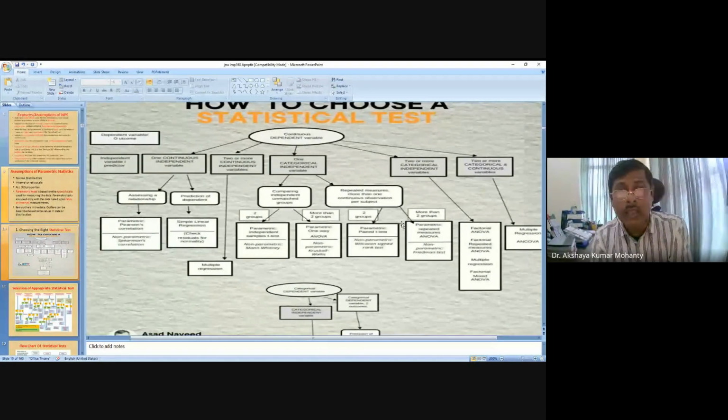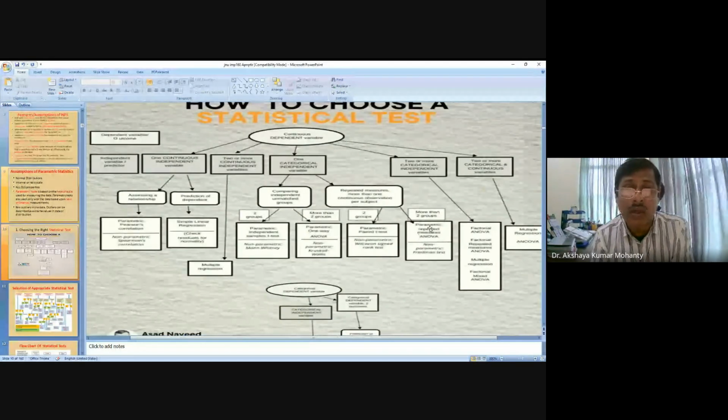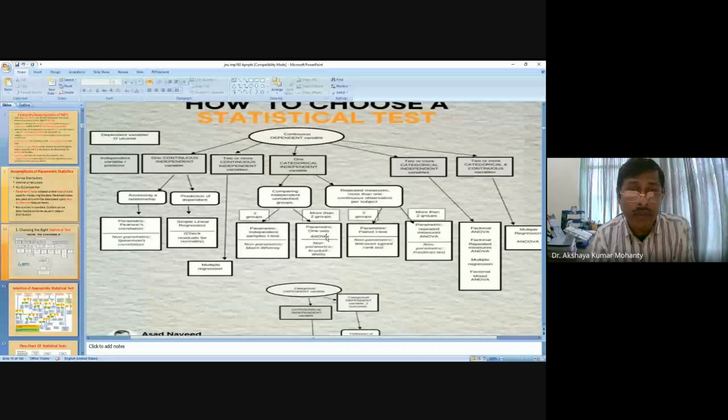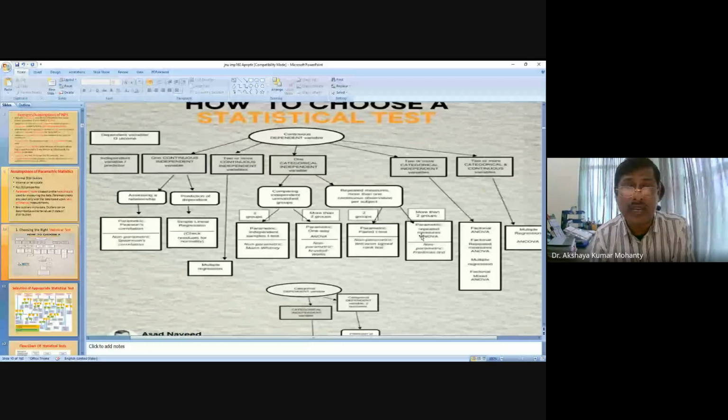Now you see, if it is more than two groups, now you can see the parametric. If it is repeated, that will be more than two. If it is parametric, then repeated measures ANOVA. Now you see here it is one-way ANOVA and it is repeated measures ANOVA. So there is a difference. This is one way and this is repeated. So this is the main difference, one way and repeated.